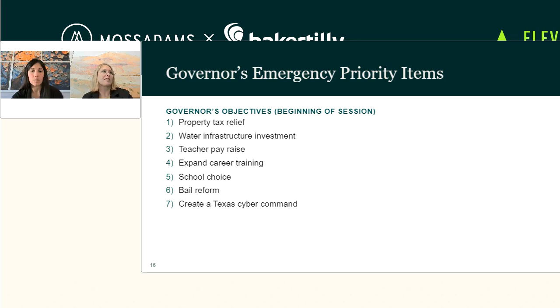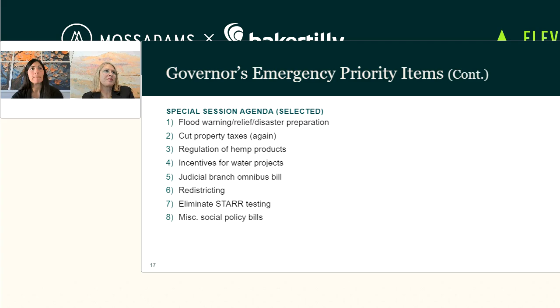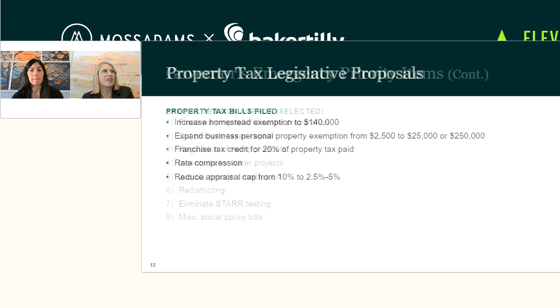We did end up passing something around property tax. We'll talk about some things with respect to water. School choice was a big topic for a lot of people. And we'll talk through some of the franchise tax and sales tax bills that were passed in the session. It's just kind of a continuation here. So, as I mentioned, lots of bills were filed, not all of them pass.